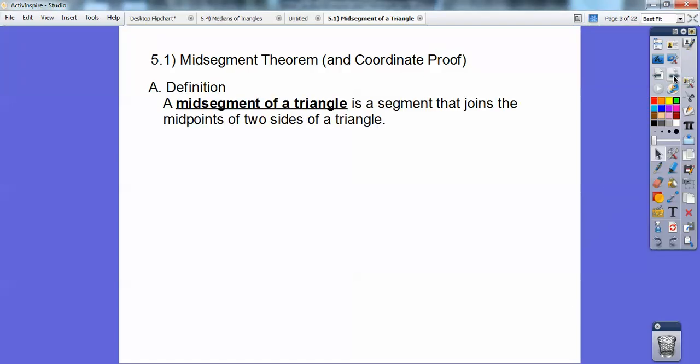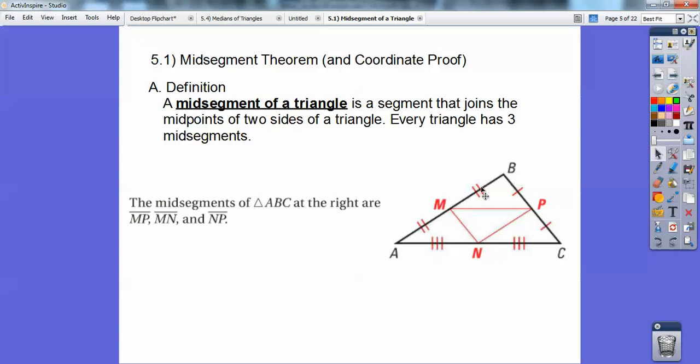So some definitions. A midsegment of a triangle is a segment that joins the midpoints of two sides of a triangle. Every triangle has three midsegments. For example, here's triangle ABC. Can you see that this is the midpoint because of the markings? P is the midpoint, N is the midpoint because these three dashes and these three dashes, and M is a midpoint because these two dashes and these two dashes. So MP is called a midsegment, MN is called a midsegment, and then finally NP. These are all midsegments because they're joining the midpoints of the triangle.